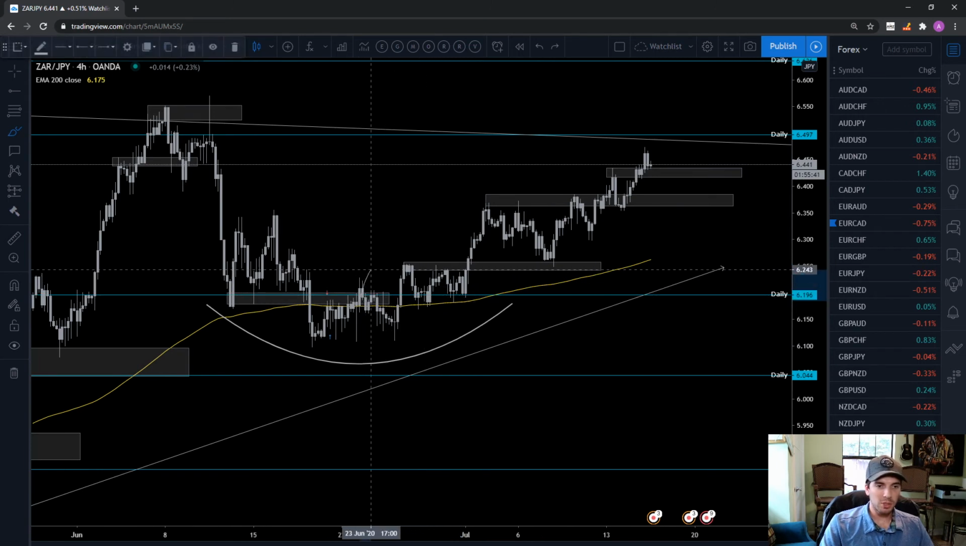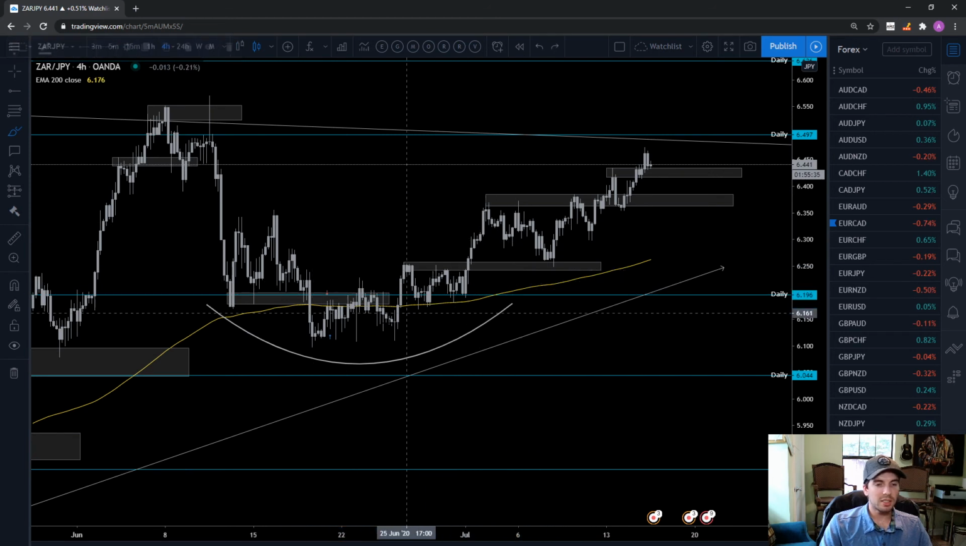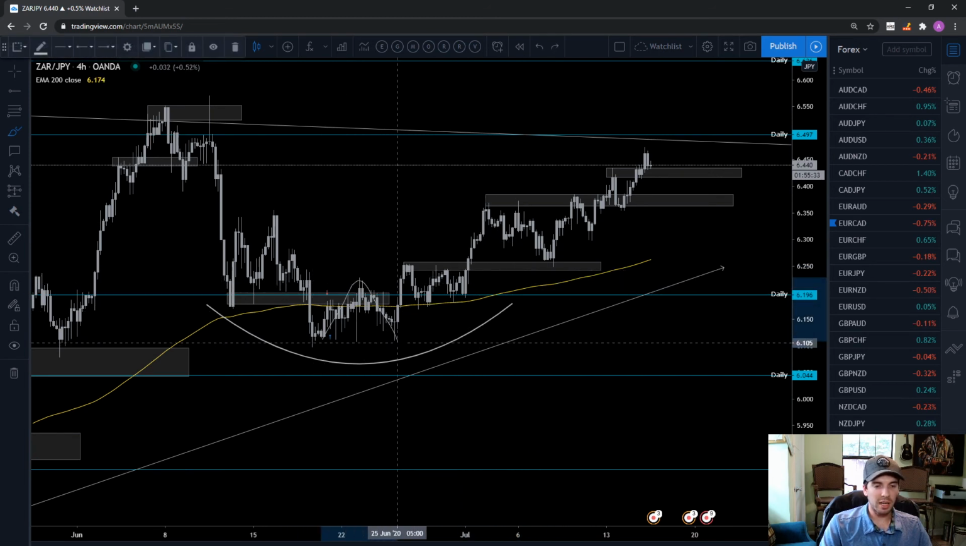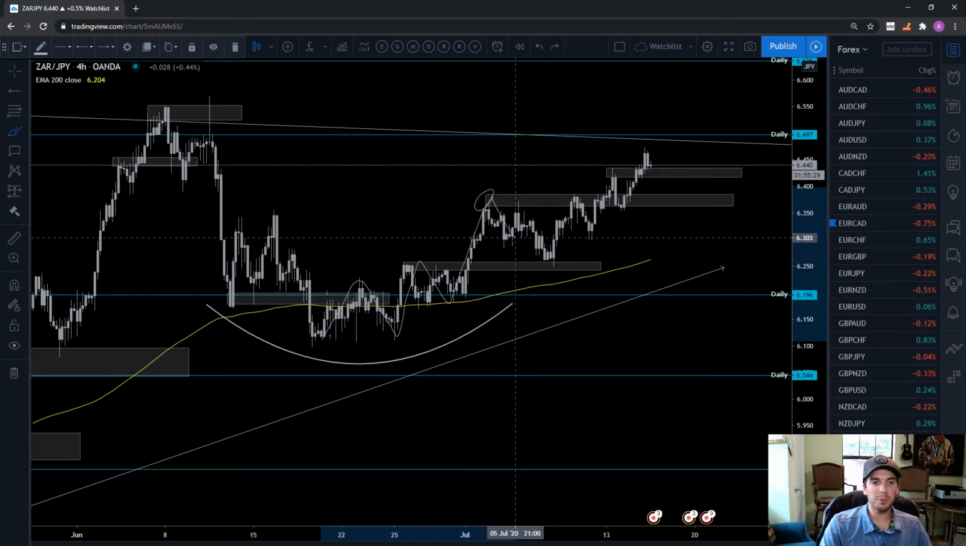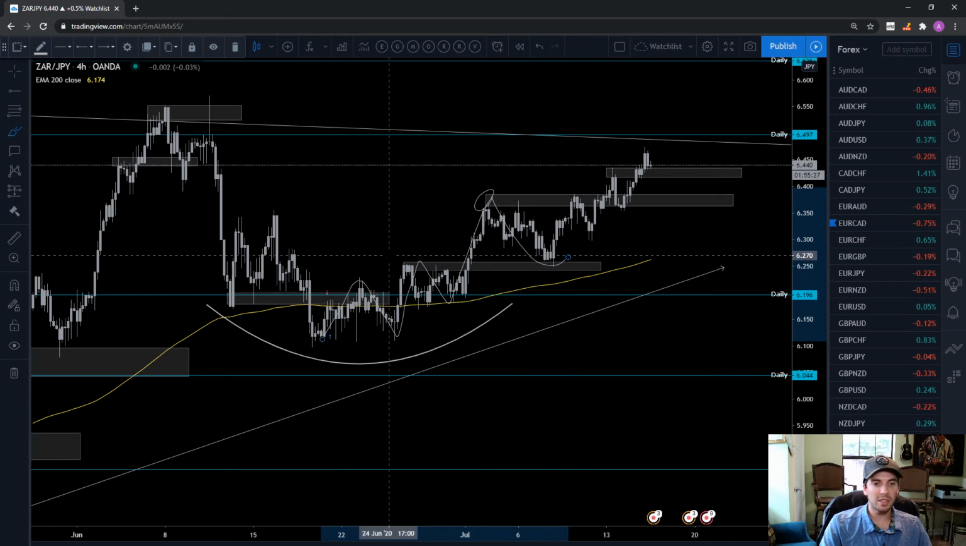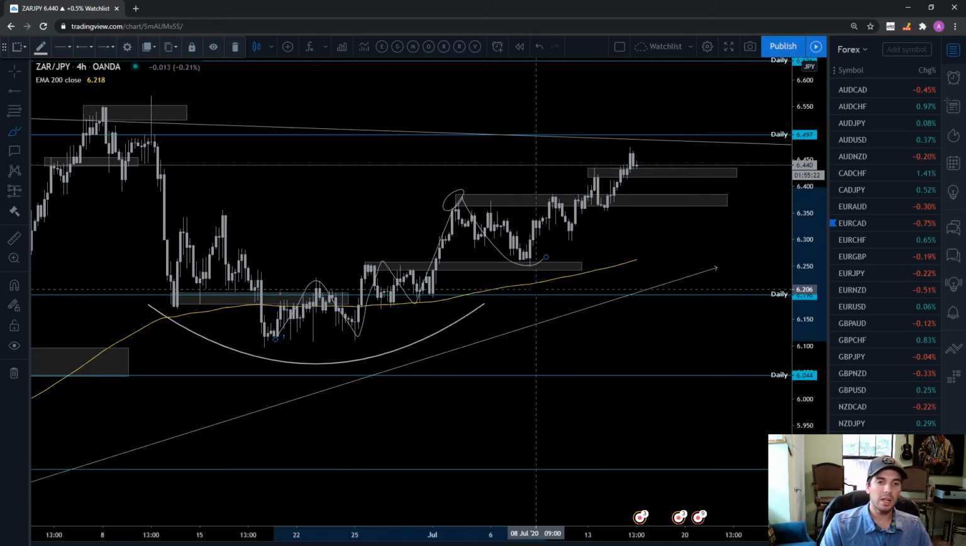Once we cleared this high right here, market structure started to shift. So we got a shift in market structure. Here's a higher low. Here's a higher high. Here's a higher low. Here's a higher high. Now I was looking for a pullback to this clear demand zone, this clear support.